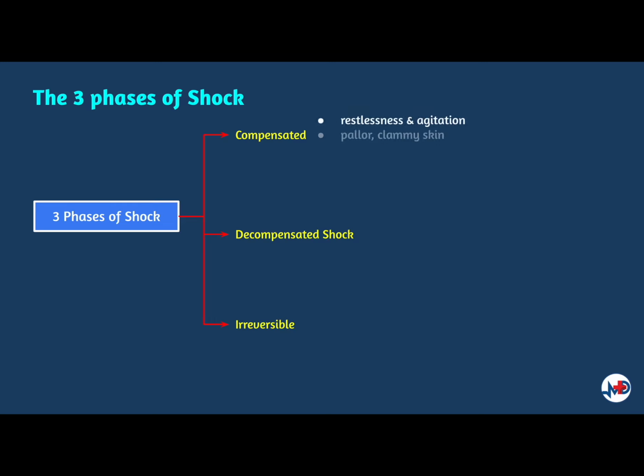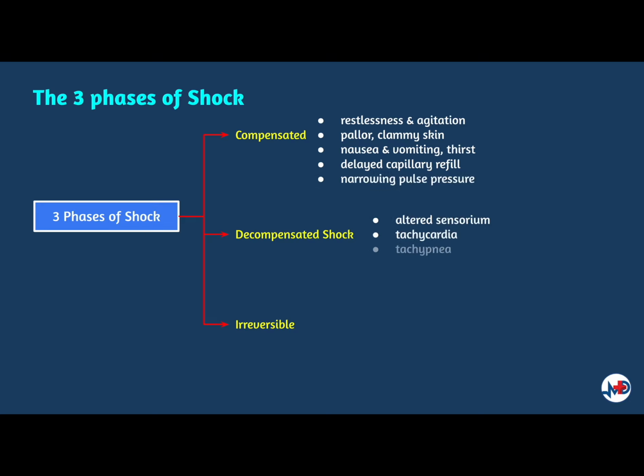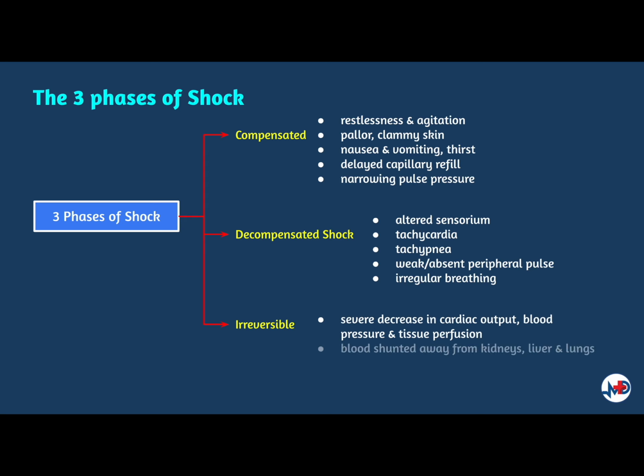So there are 3 phases of shock, which begins with compensated, followed by decompensated, and lastly irreversible. Compensated shock is the phase of shock in which the body is still able to compensate for absolute or relative fluid loss. During this phase, the patient is still able to maintain an adequate blood pressure as well as brain perfusion because the sympathetic nervous system increases the heart and respiratory rates.